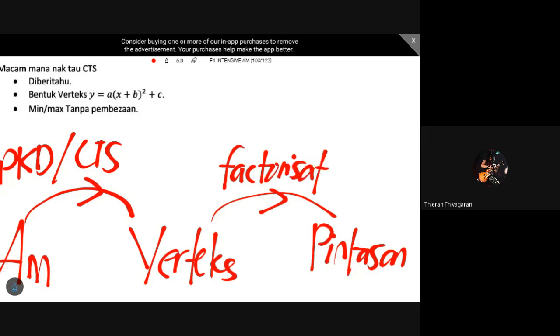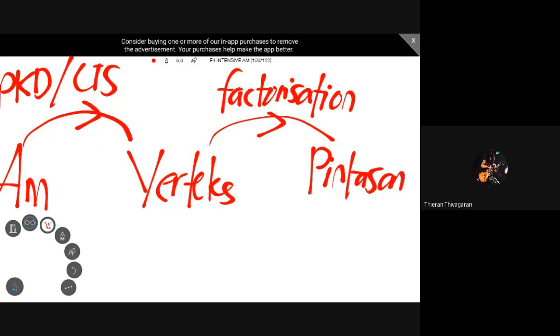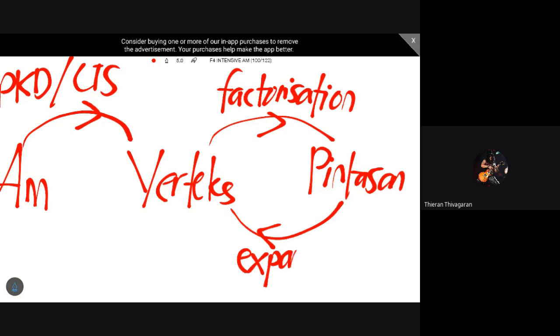Okay, next one is just opposite only. Kalau kamu nak pergi yang terbalik pula, pintasan to vertex guys, what is the method? From the intercept form to vertex form, what do we do? Kaedah apa? If the other way is factorization means, yes, expansion. Opposite saja. One factorization, the other one is expansion. And then how about this? Vertex kepada am pula, macam mana? Tadi PKD, sekarang? What's the method for vertex form to general form? Yes, expansion also, very good.